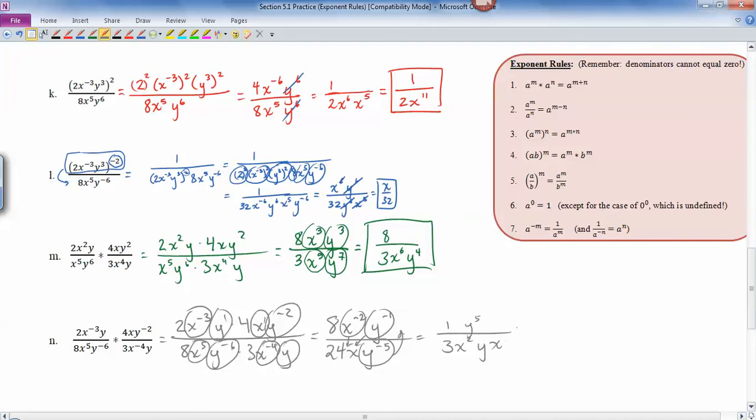Oh yeah, that's right. Okay, so now I've got y to the fifth over y, which turns into y to the fourth, over 3, and then I have x squared times x, which is x cubed. All right, hope that helps a little bit.